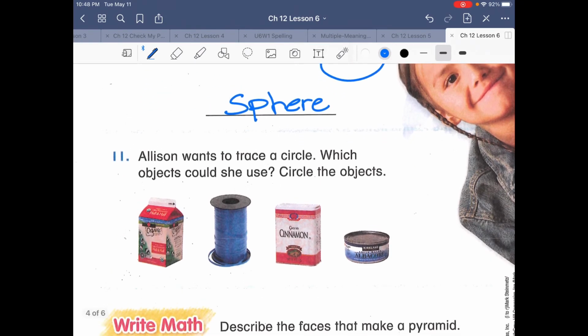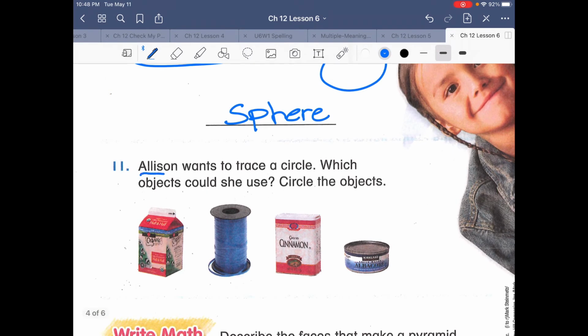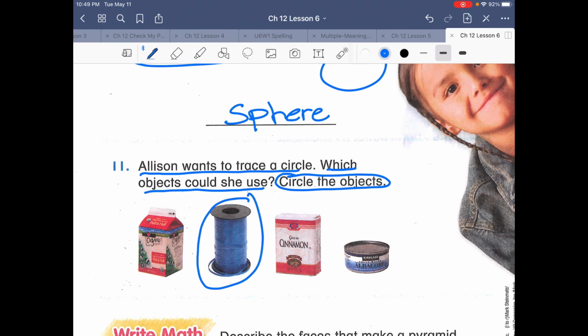Number 11, Allison wants to trace a circle. Which objects could she use? We're going to circle those objects. Can you use this milk container to trace a circle? Nope. How about this ribbon? This container of ribbon. Yes, that one. You could trace that bottom, on the bottom if you look at that, and get a circle.